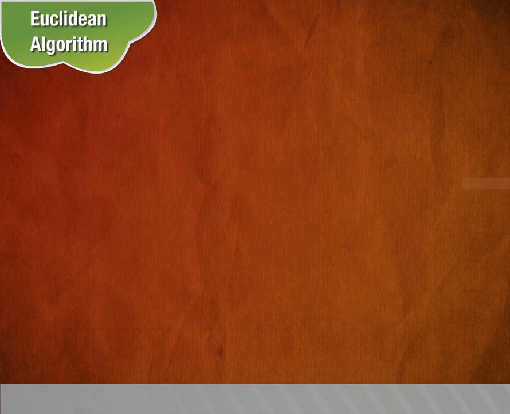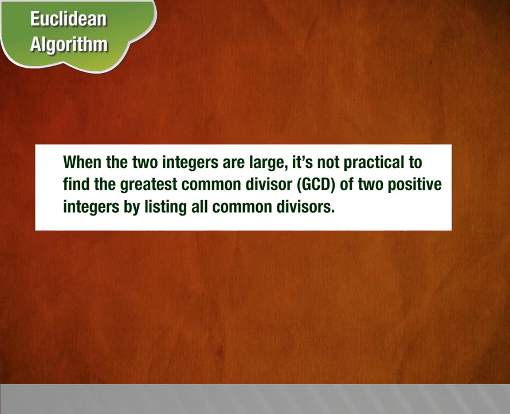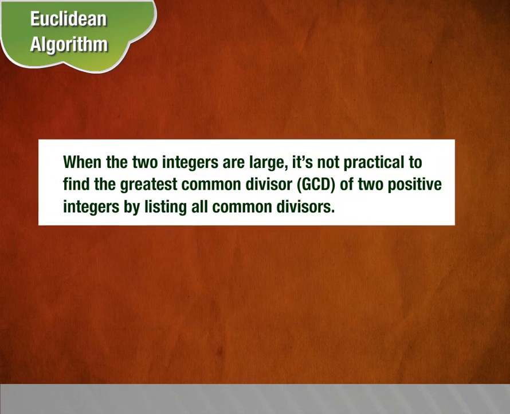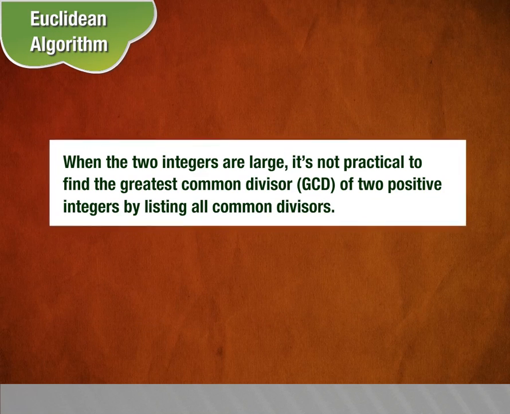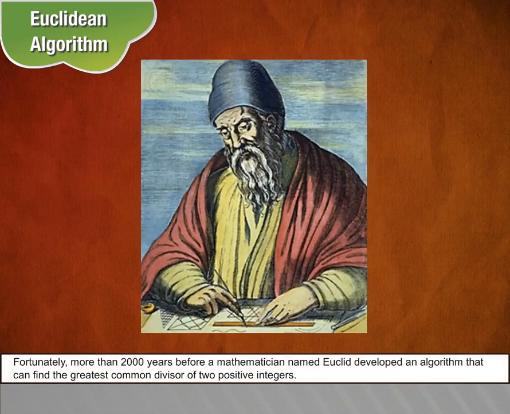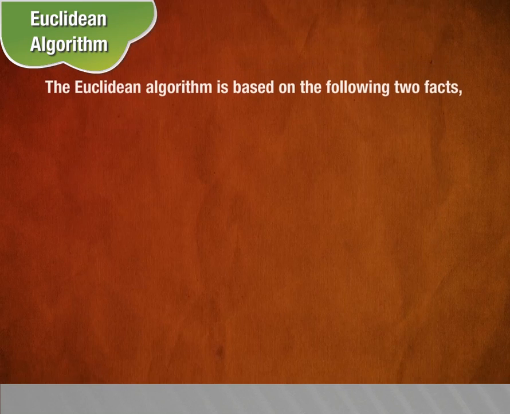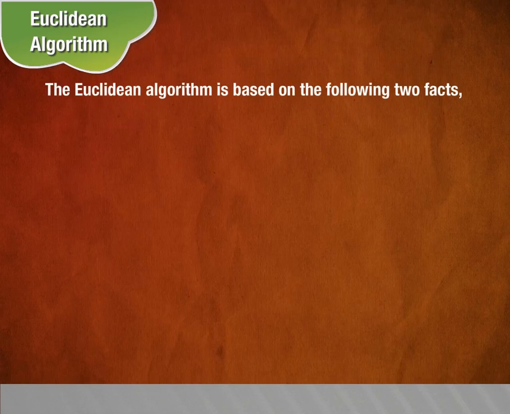Euclidean algorithm. When the two integers are large, it is not practical to find the GCD of two positive integers by listing all common divisors. Fortunately, more than 2000 years ago, a mathematician named Euclid developed an algorithm that can find the greatest common divisor of two positive integers. The Euclidean algorithm is based on the following two facts.